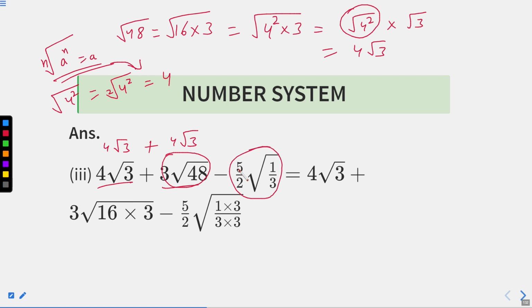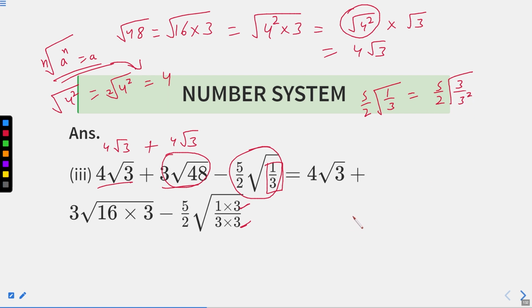Now here we have to somehow make root 3, but here it is given 1 by root 3. So we just multiply by root 3 up and down, in the numerator and the denominator. Now 5 by 2 times root 1 by 3 is equal to 5 by 2 times root 1 times 3 over 3 times 3. In the numerator it is 3, in the denominator it is 3 squared.